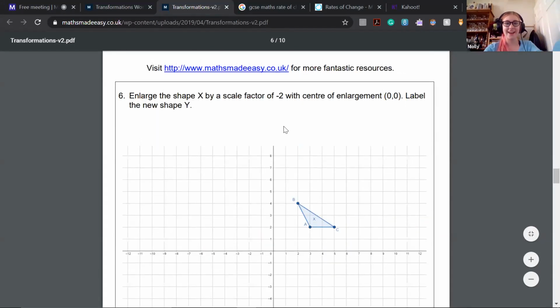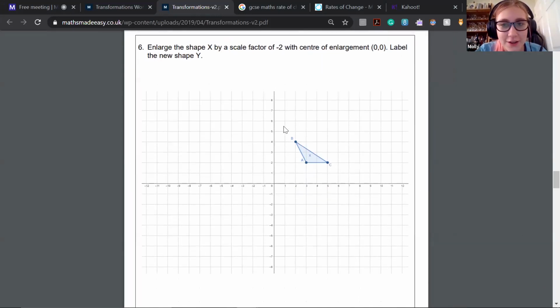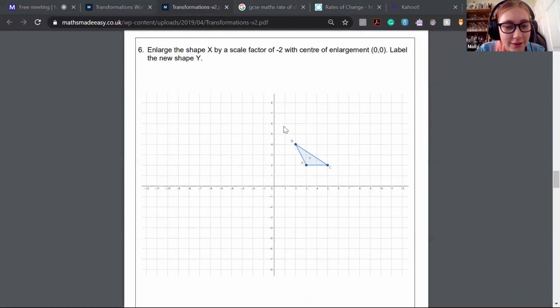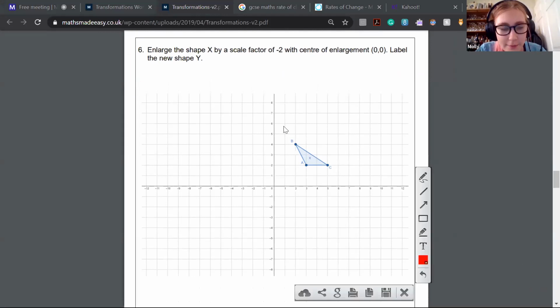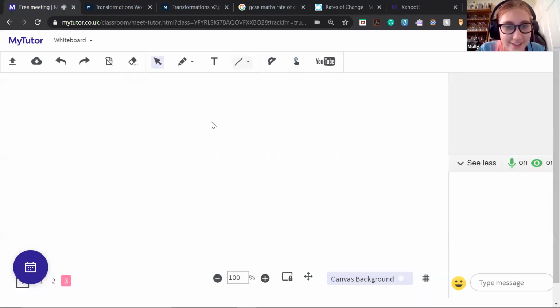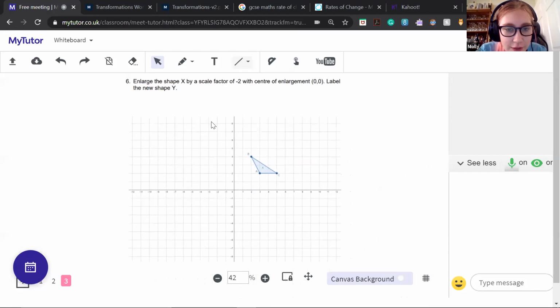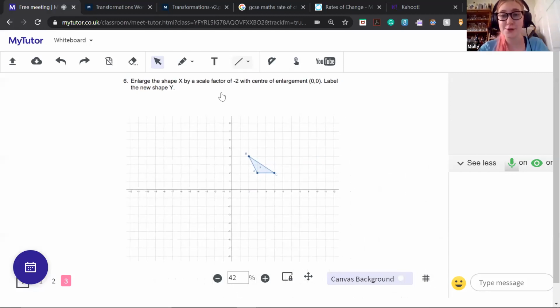Oh, look at that. Oh my gosh. The next question is scale factor -2. It's a miracle. I probably got too excited about that, but oh well. Okay. Let's do this one, and then we'll move on to rates of change. But negative scale factor is quite a new thing. And this is only 3 points, so don't worry. You don't need to go to sleep whilst I'm drawing a million lines.